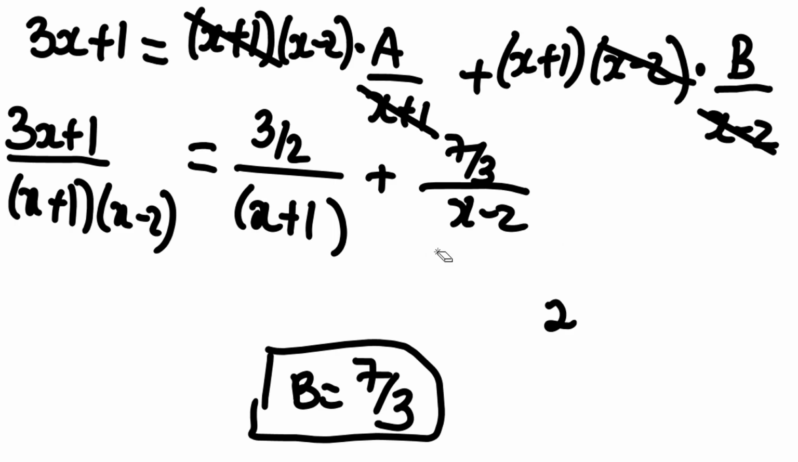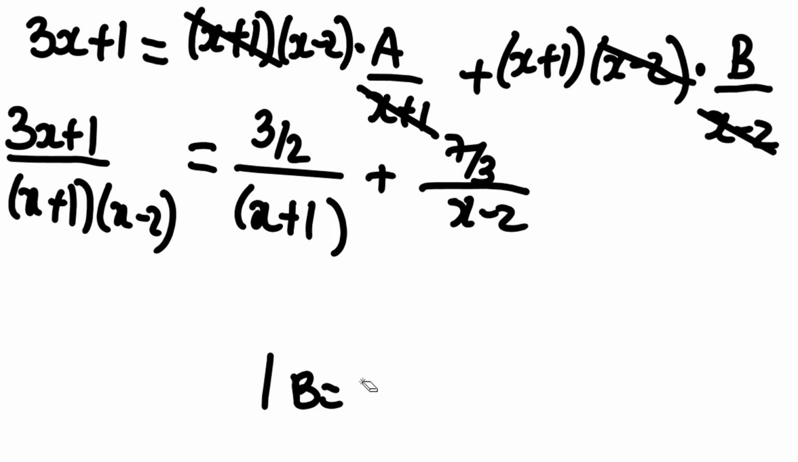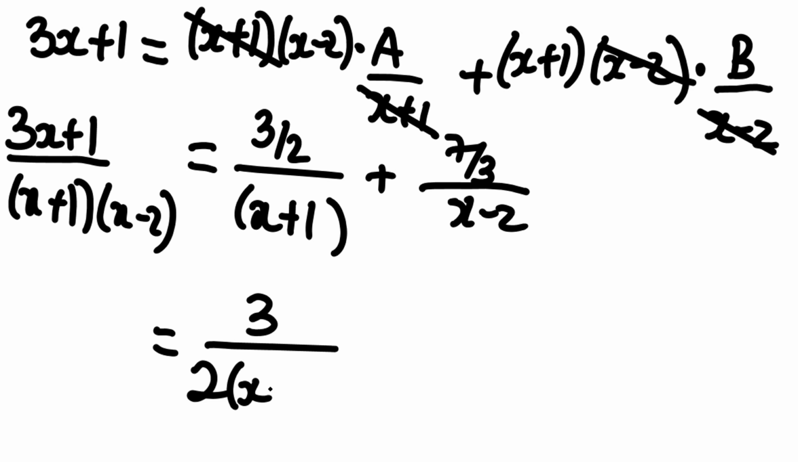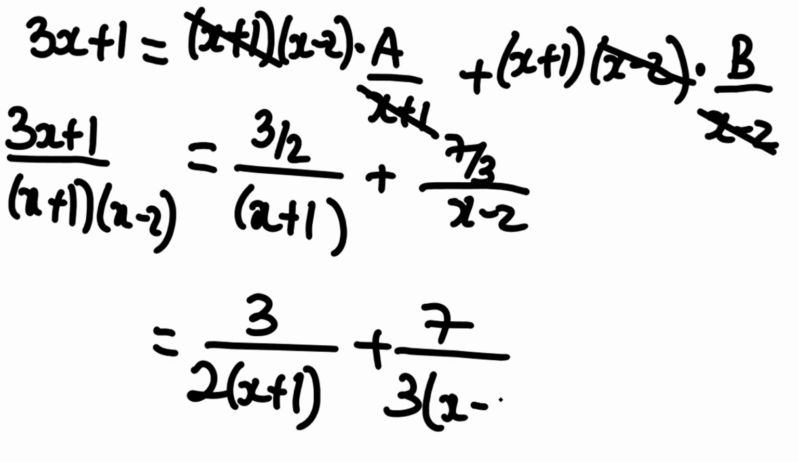Or if you want to go more, that one is correct. What you have already is correct. But if you want to make it more professional, we write 3 over 2 multiplying x plus 1 plus 7 over 3 multiplying x minus 2. So this is the partial fraction of that. You can see that we have something whole like this moved together into separate functions. Okay, so let's look at the next example.